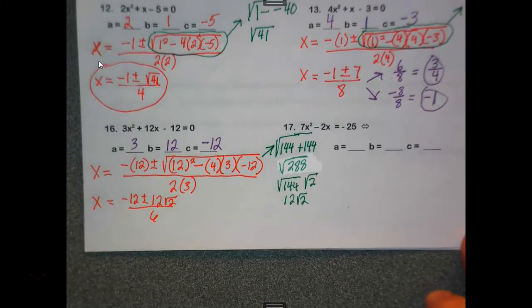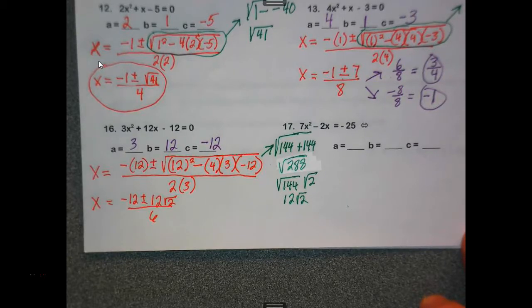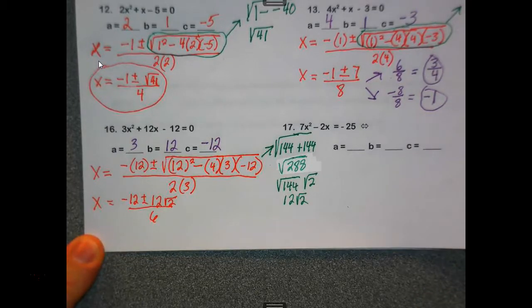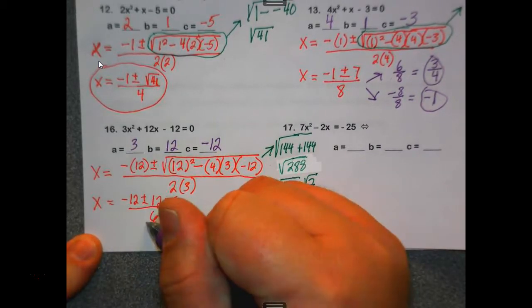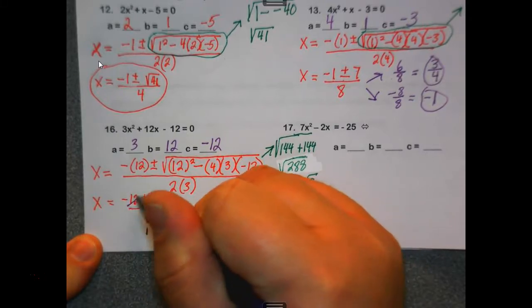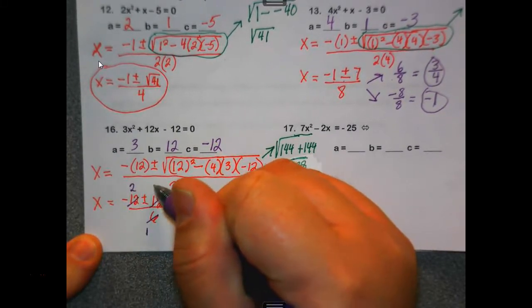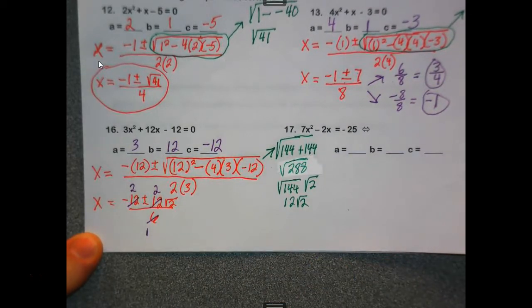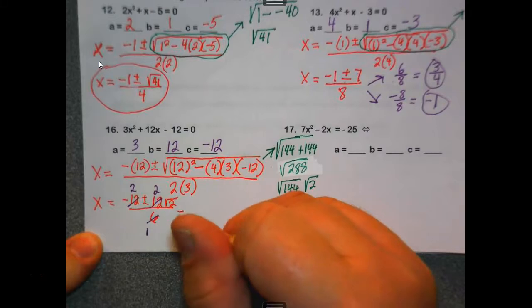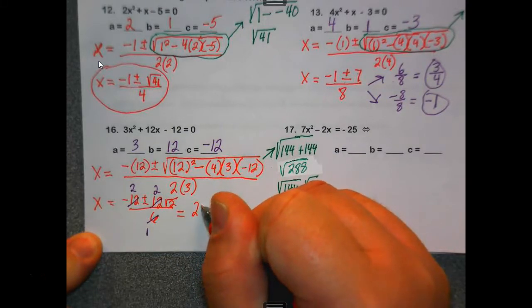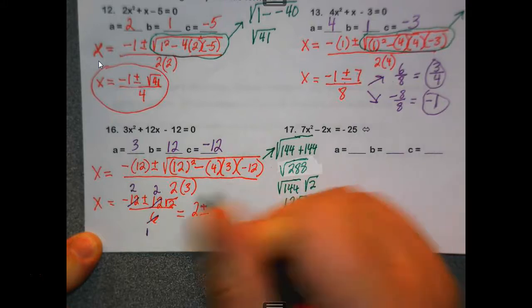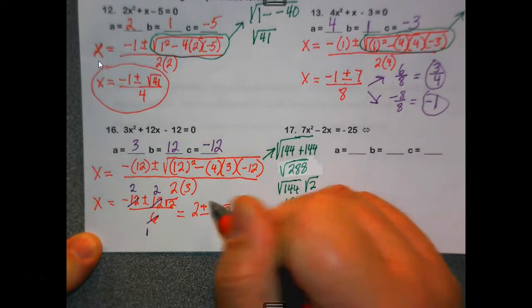Can I simplify this any further? Yes, all terms have what factor in common? That's 6. Okay, 6 divided by 6 is 1. 12 divided by 6 is 2. 12 divided by 6 is 2. So I end up with 2 plus or minus 2 square root of 2 over 1.